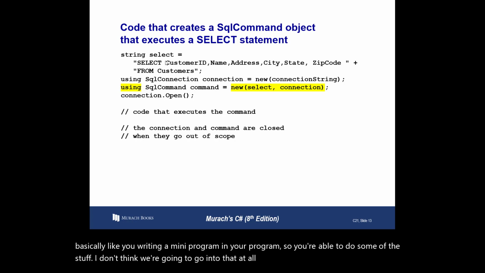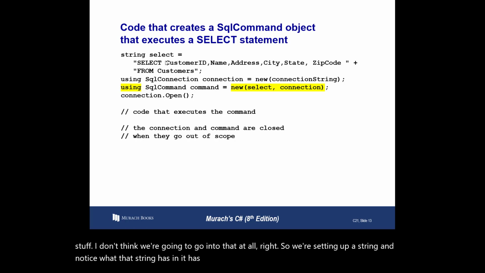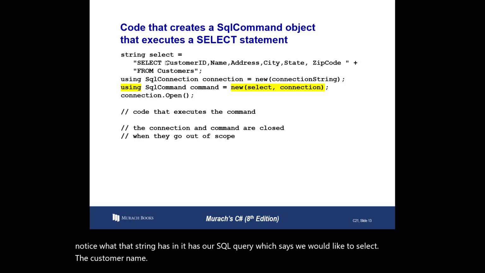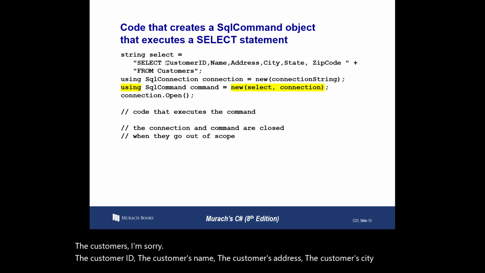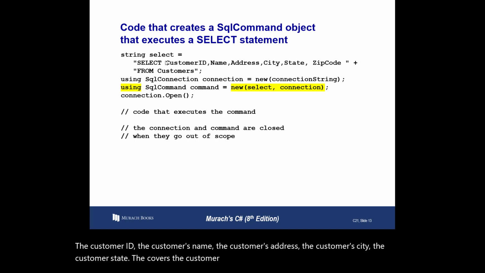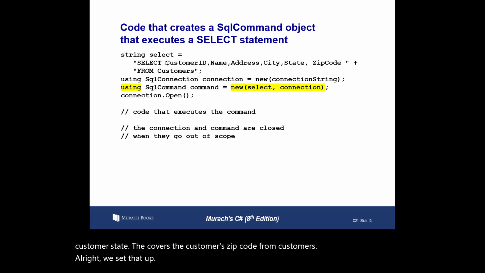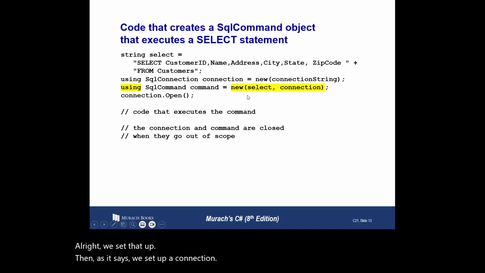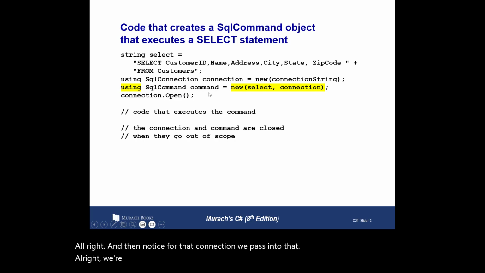All right, so we're setting up a string, and notice what that string has in it. It has our SQL query, which says we would like to select the customer ID, the customer's name, the customer's address, the customer's city, the customer's state, the customer's zip code from customers. We set that up. Then, as it says, we set up a connection. Then we're going to create an SQL command object, and we're going to pass into that the query that we just created.